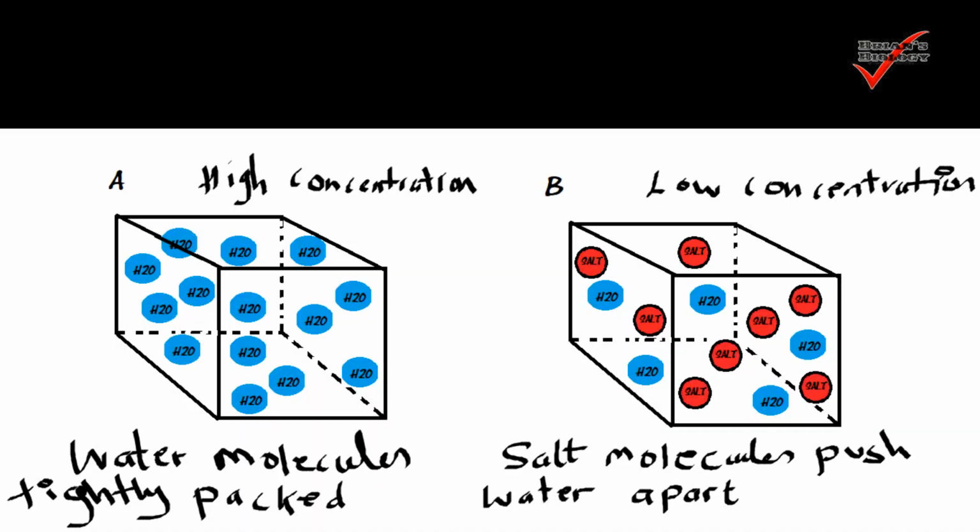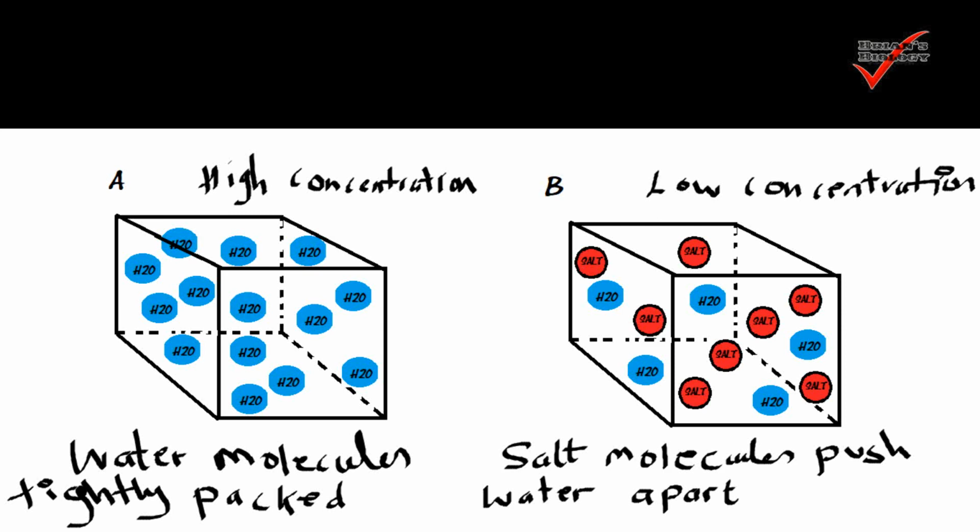So consider these two containers. In container A, we have some water molecules spread out. And in container B, we have some water molecules, and we're going to add some salt molecules in between. Now, these salt molecules are going to be attracted to the water because of its polar covalent bond, and water, we know, is a universal solvent from the previous objective. So these salt molecules are going to dissolve into the water, and they're going to take up some space. And what that's going to do is push the water molecules further away from each other.